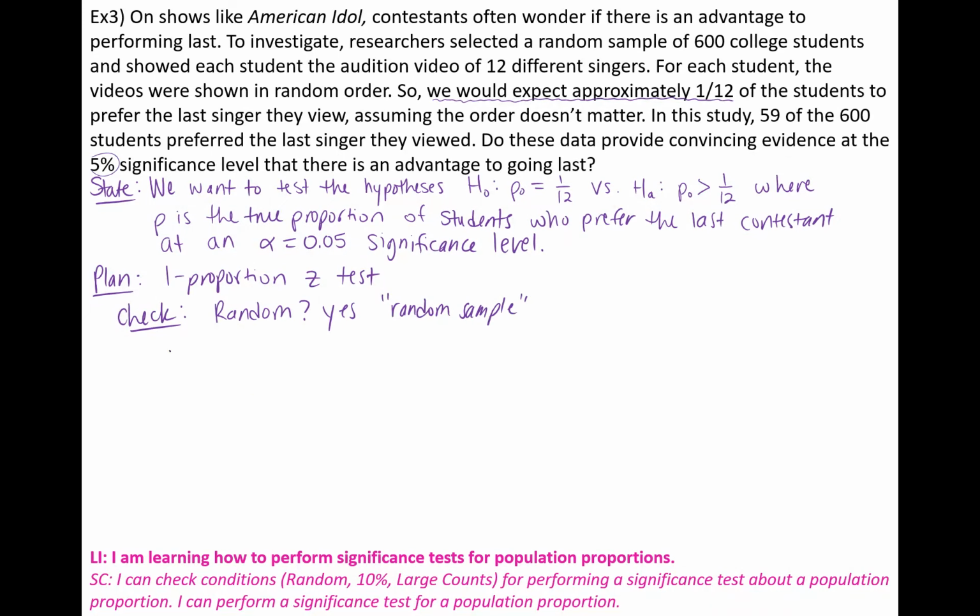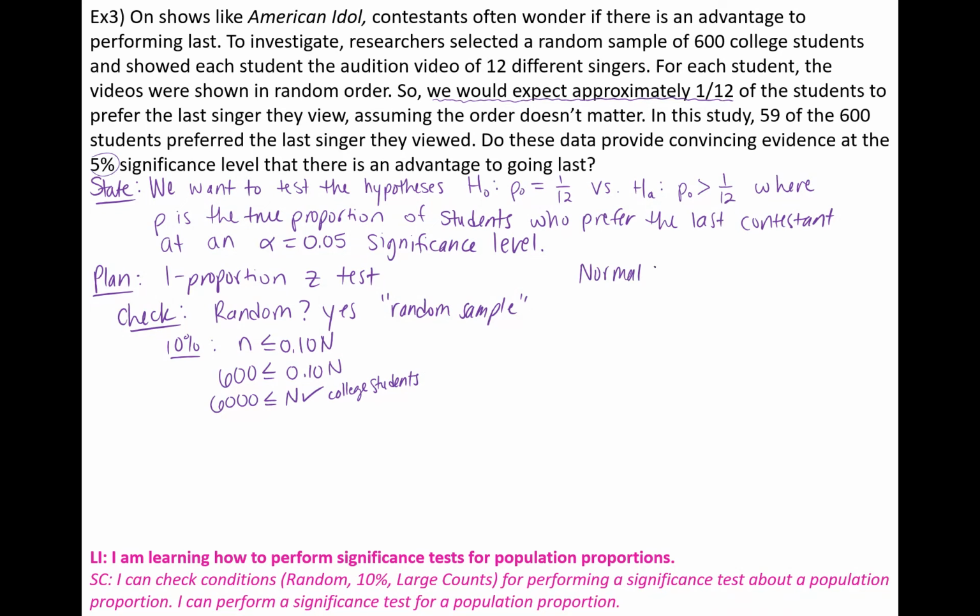Cool. Then the 10% condition. And we're going to check that out. That would be n is less than or equal to 0.10 N. Our number of people that we sampled was 600, less than or equal to 0.10 N. When I divide both sides by the 0.10, I would get 6,000 is less than or equal to N. And is it reasonable that there are more than 6,000 college students? I would say that's reasonable. So just a comment here that this is college students. So yes, that's reasonable.